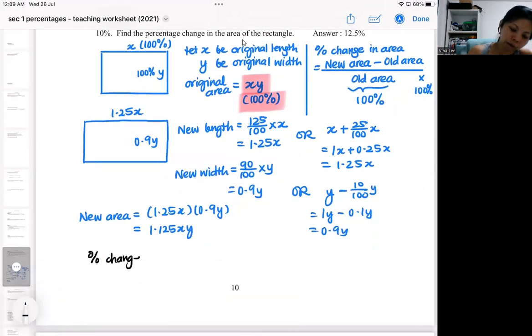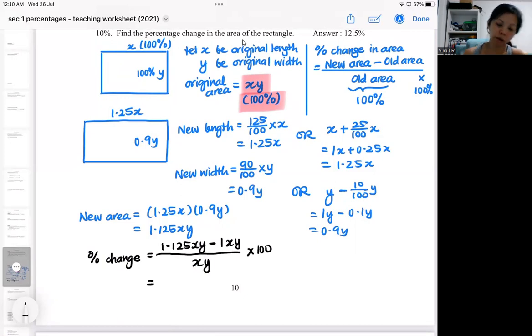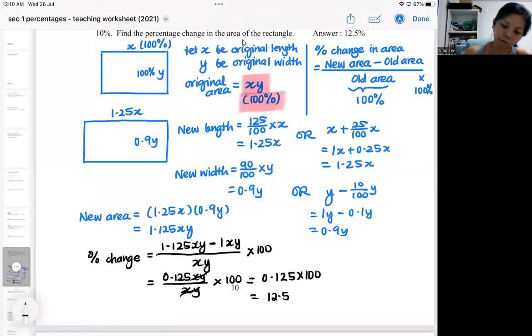There is an increment in the area. So this is the new area subtract the old area. The old area is xy, which is equivalent to 1xy, and you divide by xy. You punch your calculator, 1.125 minus 1, that will give you 0.125xy, and then you divide by xy, then you multiply by 100. The xy will be cancelled away, so you are left with 0.125 times 100. That becomes a 12.5% increase.